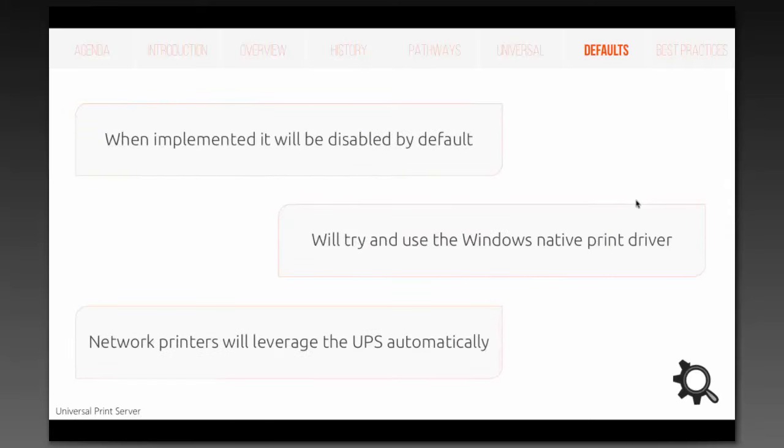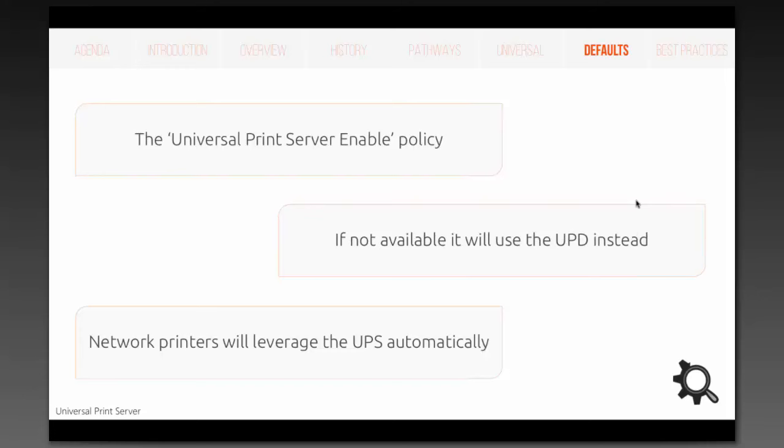Some of the defaults, when implemented, again, you will have to enable it by configuring the Universal Print Server Enable policy. Universal Print Server will also try to use any Windows native print drivers if available, and otherwise it will try to use the UPD instead, which of course you also need to enable, otherwise it won't work. And any network printers on your network will automatically leverage the UPS if it's enabled and configured, which is referred to as auto discovery.